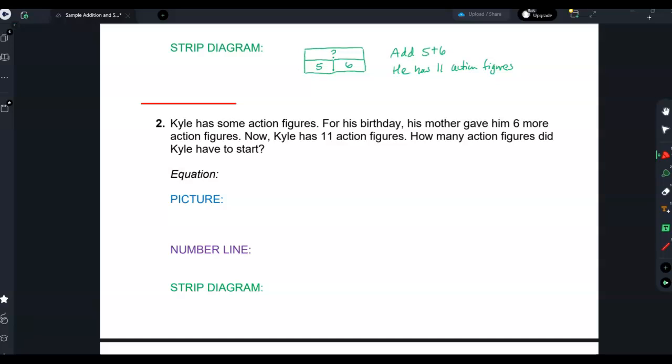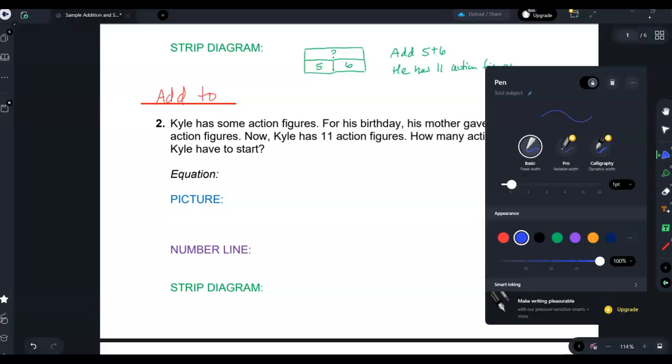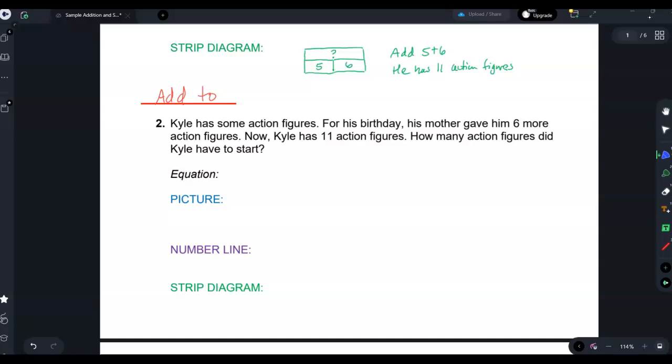So we are adding to, right? We are changing that value by adding to it because it increases in size. And then we now have 11 action figures. So this is again an add to problem. So that equation still has the same form. It's still start value plus the change equals the end value.